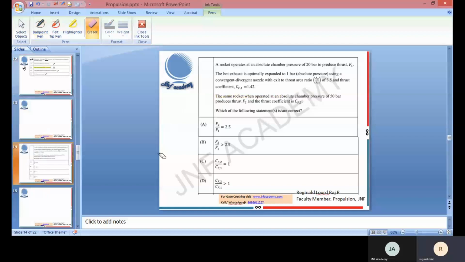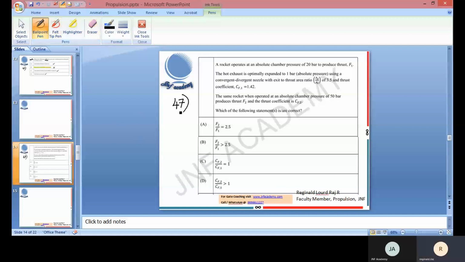Now coming to the next question. This was by far a very deep question in this paper. I think the most difficult question as far as I saw, or the most conceptual question, is this. It's not very difficult if you understood the thrust coefficient, but if you did not understand it and just memorized expressions, you may not be able to answer this in the exam. So this is question number 47.